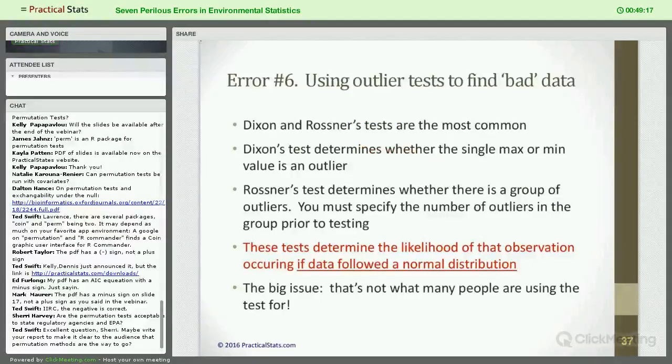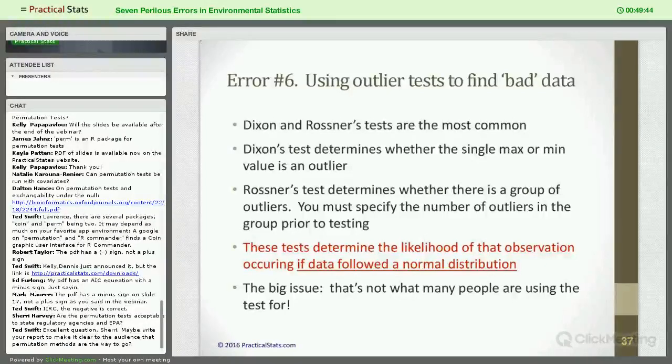Dixon focuses on whether there's one outlier. Rosner's lets you test for multiple outliers. You do have to tell it ahead of time the number of outliers that you have, I think. These tests, what do they do? They say, how likely are my data to have originated from a normal distribution? That's all they are. And the problem is that's not what people are using it for. They're using it for tests of badness.